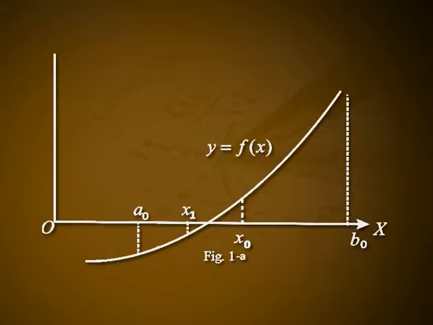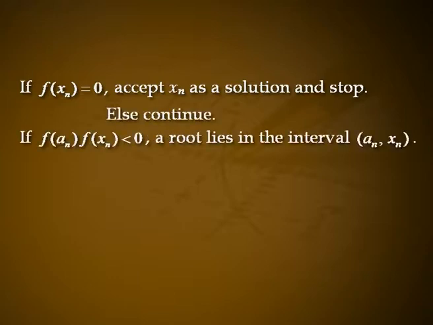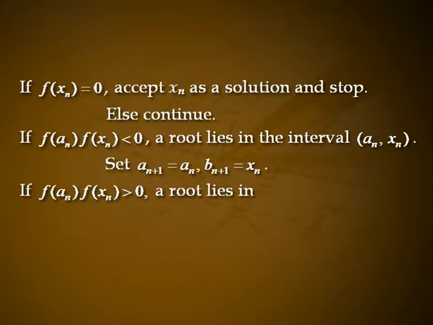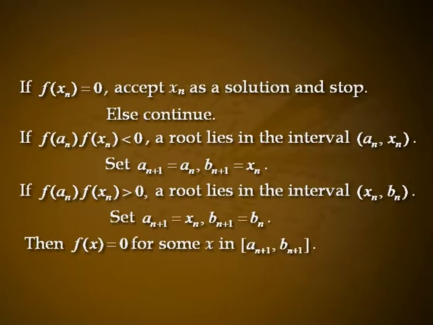For example, see figure 1a for x0. If f(xn) = 0, accept xn as a solution and stop, else continue. If f(an)·f(xn) < 0, a root lies in the interval [an, xn]. Set an+1 = an and bn+1 = xn. If f(an)·f(xn) > 0, a root lies in the interval [xn, bn]. Set an+1 = xn and bn+1 = bn. Then f(x) = 0 for some x in [an+1, bn+1].